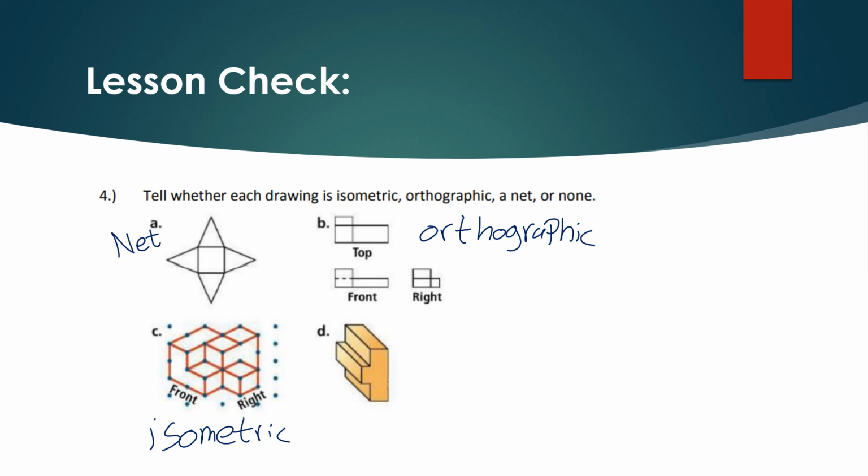And then for D, I would say this is an isometric view. It's not a drawing, but, I mean, maybe if someone was good at drawing, they could draw something like this. It is a corner view of a three-dimensional object. So I'm not sure if the book wanted this to be none, but I would argue that it is an isometric view. It's maybe not a drawing, but I'm going to go with isometric. I wouldn't count you wrong if you said it was none.